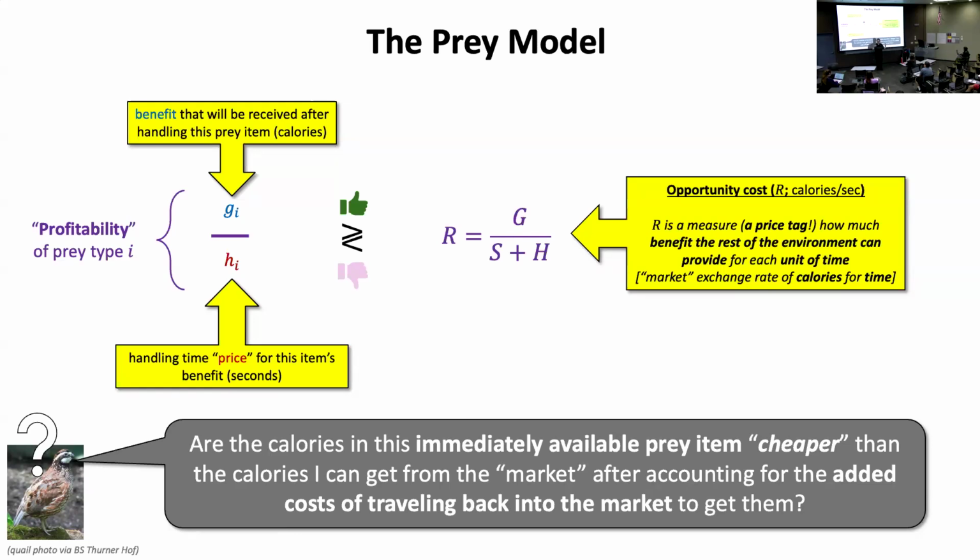If it gives me less than I'm getting from the background, then I will find something else that's better than this. I will just keep on. But if it's more than I'm getting from the background, then I should eat it and it might even improve the background. That's the idea behind these optimal prey choice models. Compare the profitability to the long-term rate of gain, profitability to opportunity cost.